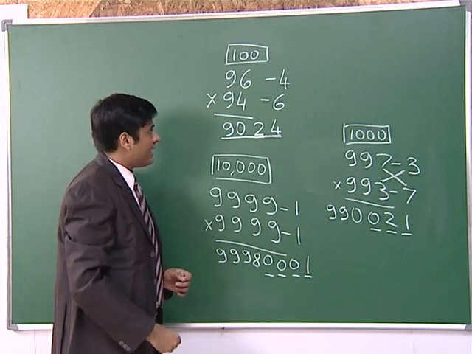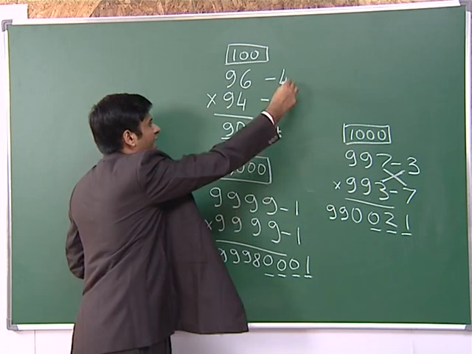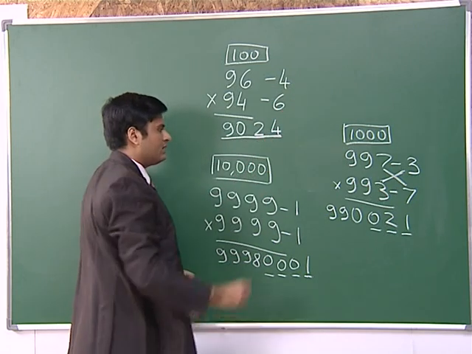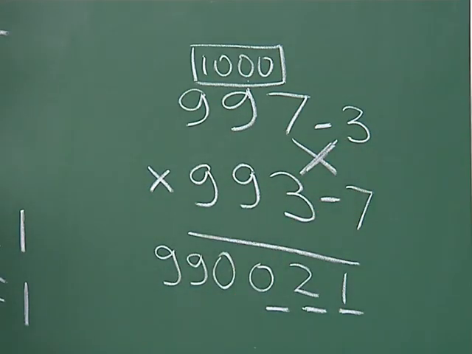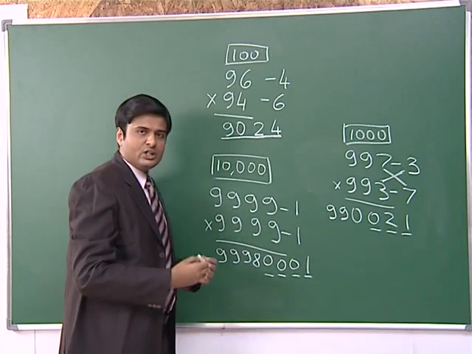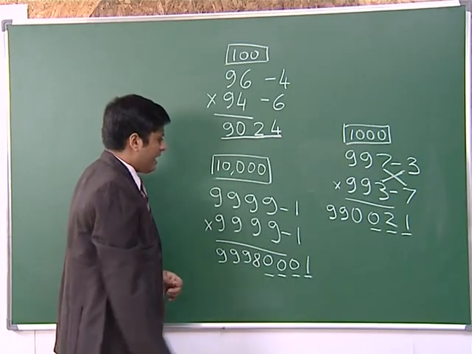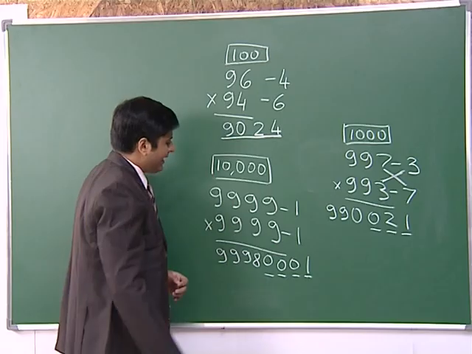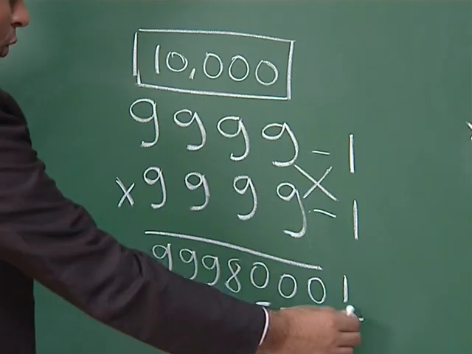The third step said multiply the differences. So I multiplied the differences. Minus 4 into minus 6 gave me 24 in the 2 digits. Minus 3 into minus 7 gives me plus 21, but I needed a 3-digit answer. So instead of writing 21, I wrote 0, 2, 1. And in the third example, minus 1 into minus 1 gives us 1. But I needed a 4-digit answer, so I wrote 0, 0, 0, 1.